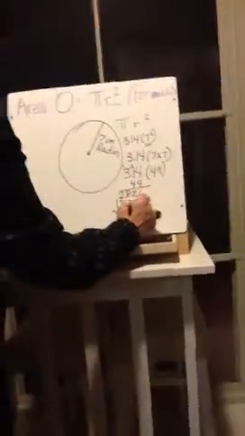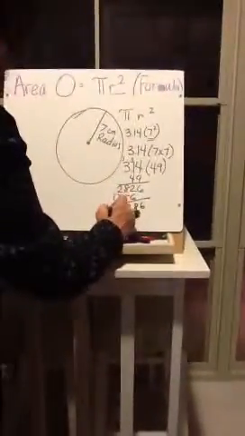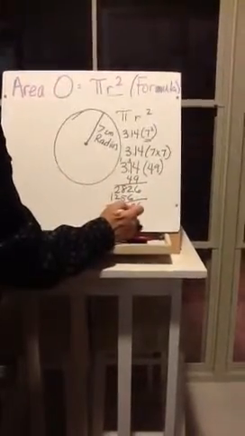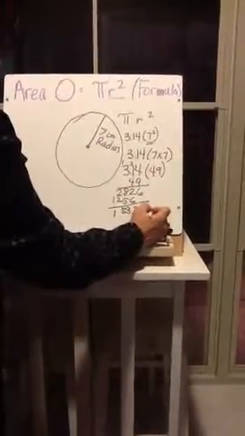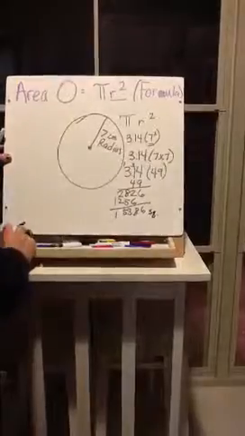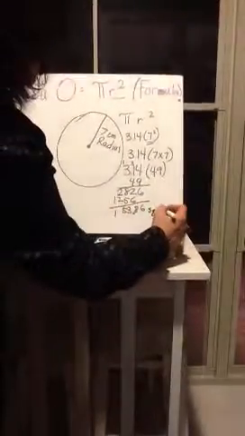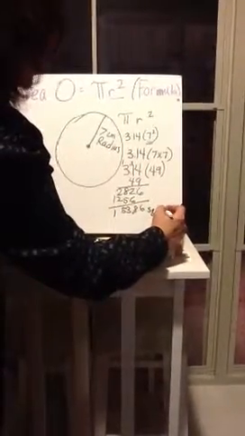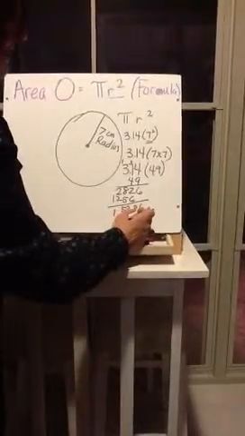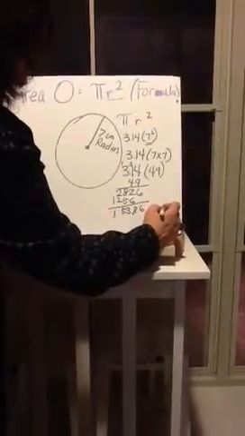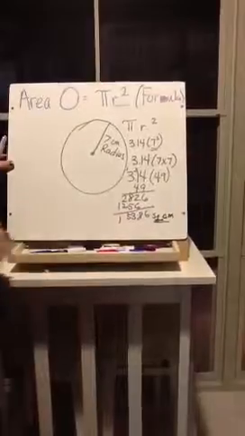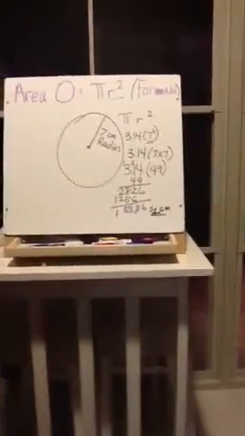And we add it up, and we count off the decimal places. There are 2. So the answer is 153 and 86 hundredths, I'm sorry, 153 and 86 hundredths square centimeters. Square, because you are doing area.